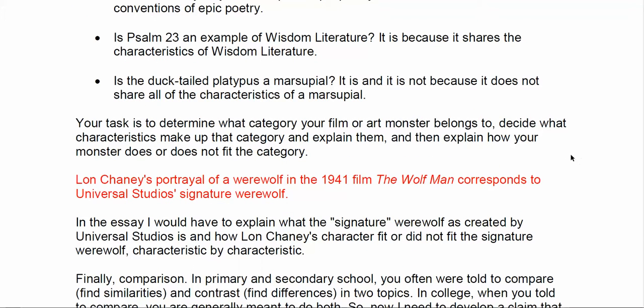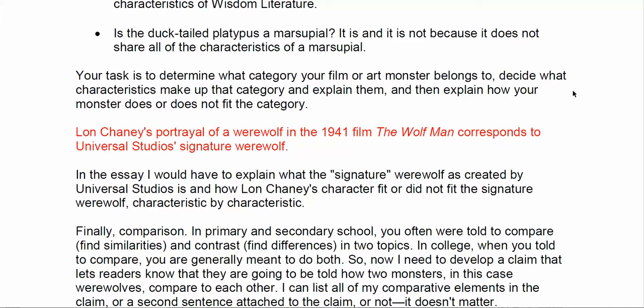Your task is to determine what category your film or art monster belongs to. So what are the characteristics of that particular category? Explain them, and explain how your monster does or does not fit those characteristics. So I'm using as my example here Lon Chaney's werewolf in the 1941 film The Wolfman. One of the studios who produced horror movies, monster movies, was Universal Studios, and they had a particular signature werewolf. In other words, they had several werewolf films, and the werewolf always had specific traits. That was their signature werewolf.